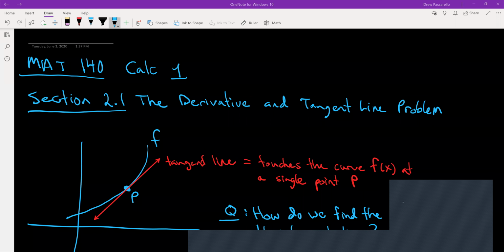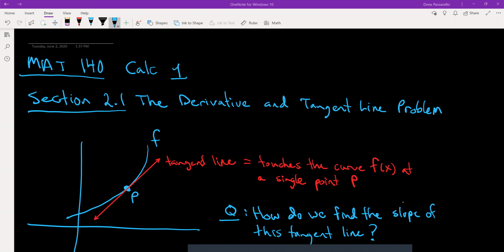All right, so I'm going to make this a two-part video. Part one is going to be going over the concept and the main idea, and then part two is going to be going over examples. So section 2.1 deals with what a derivative is and the tangent line problem. And in one of the earlier videos, I briefly went over the tangent line problem, so now it's just going to go over it again, but in more specific detail.